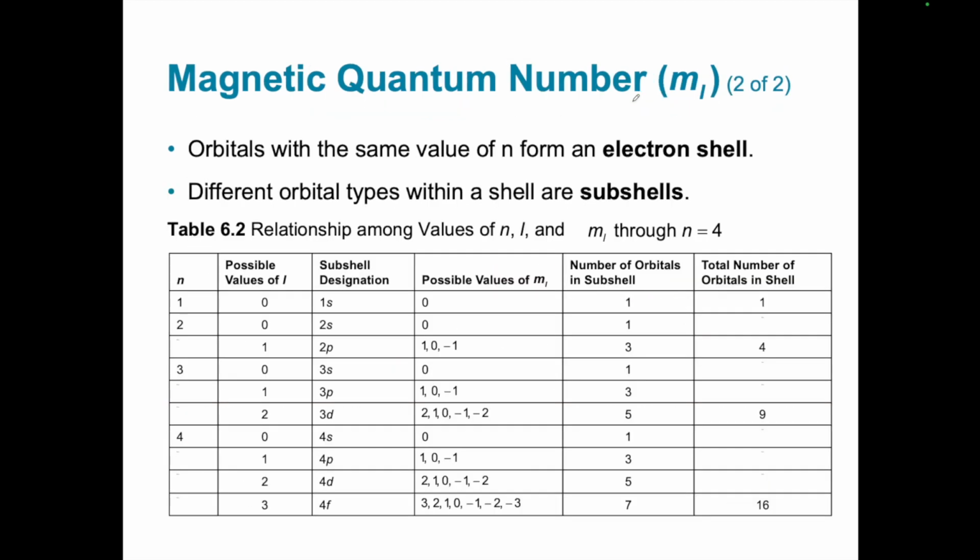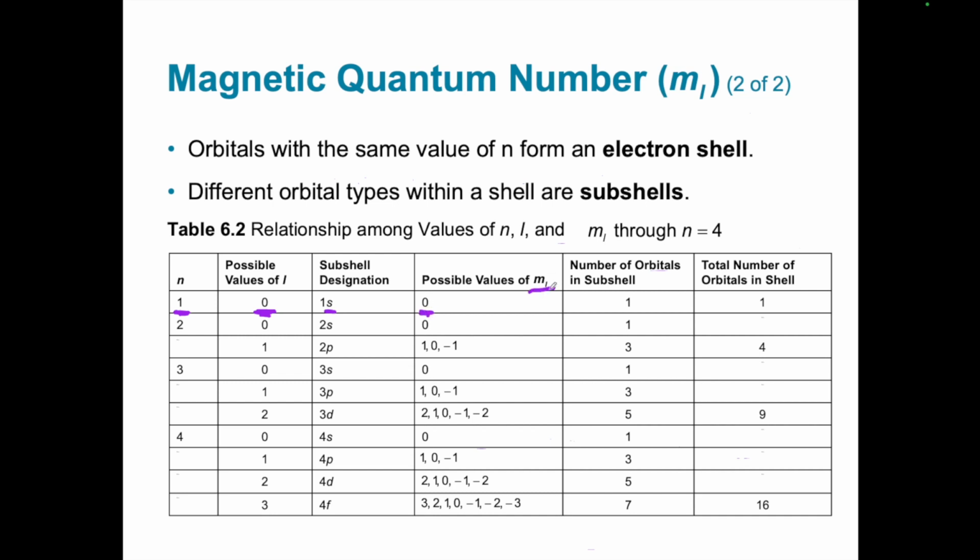So this is just a little chart here that summarizes everything for you. If you have an n of 1, that's an s orbital, because a principal quantum number of 1 means that you're at the lowest energy level, number 1, but then also the possible value of L there is only 0, which means you have an s orbital. There's only one possibility for an s orbital because it's a sphere.